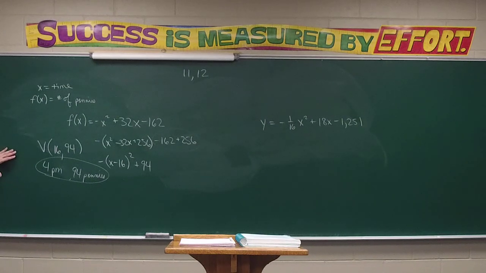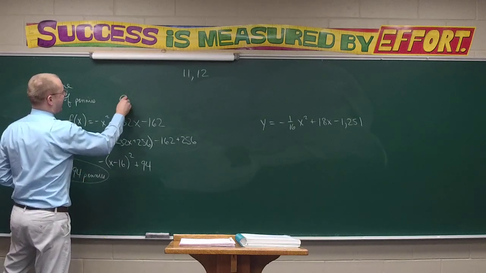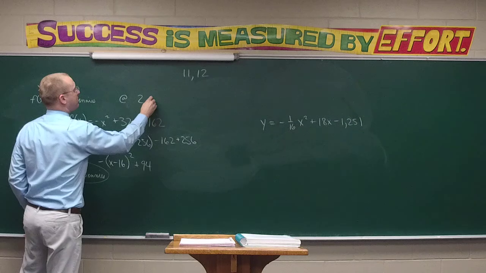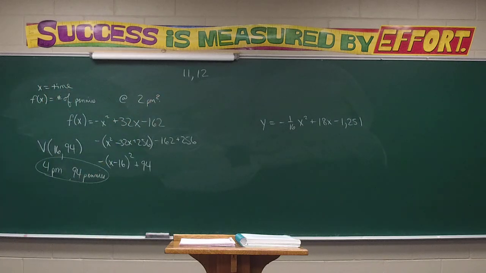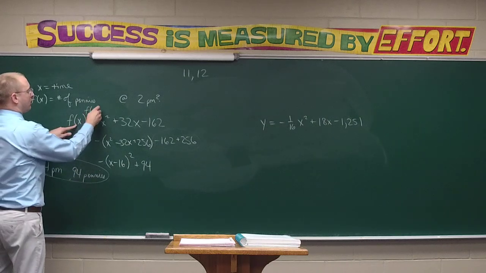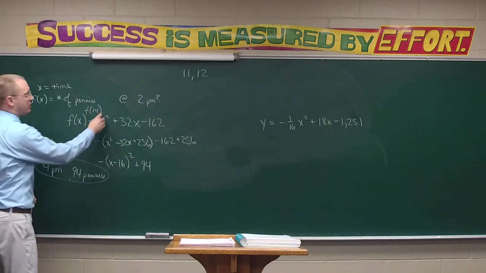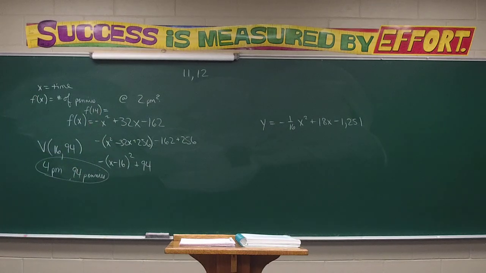Questions? By the way, what if it said, how many pennies at 2 p.m.? How would I find the number of pennies at 2 p.m.? Well, thinking in terms of time, how would we describe 2 p.m.? 14 o'clock, right? 1400 hours, or 14. So we would find f of 14. At your seats, go and find f of 14. Now it tells us how many pennies are going in the fountain at 2 o'clock.